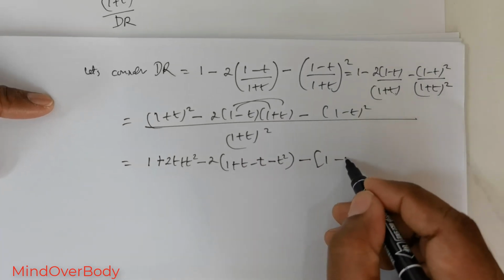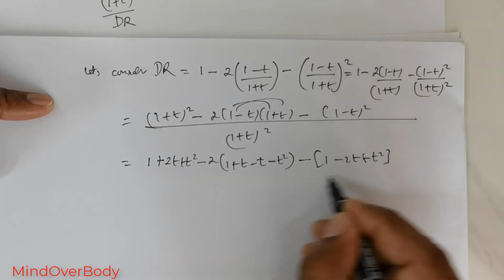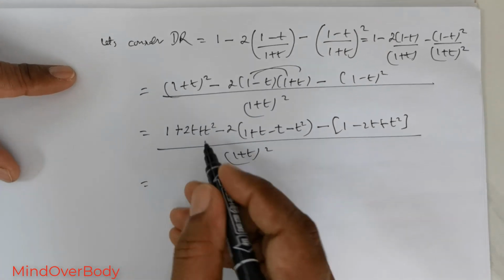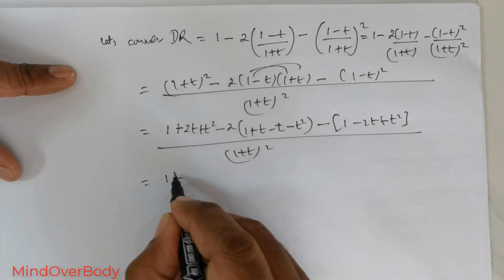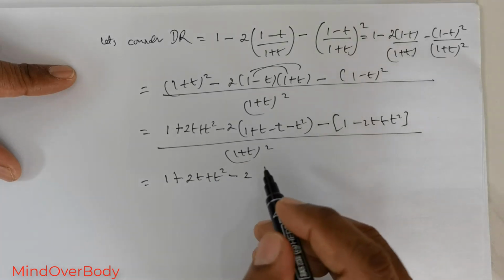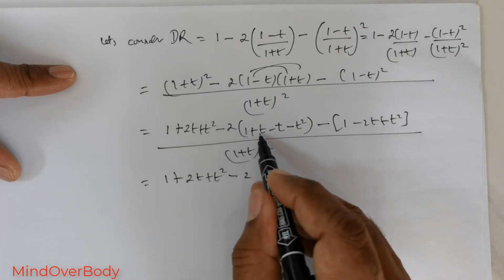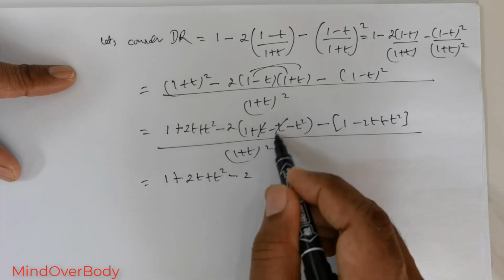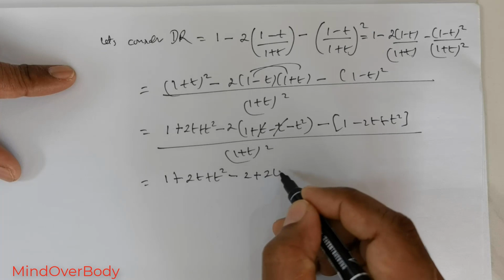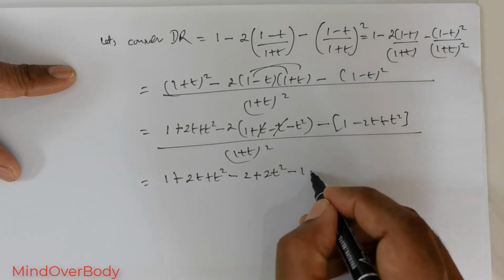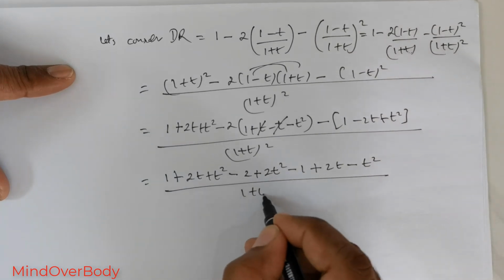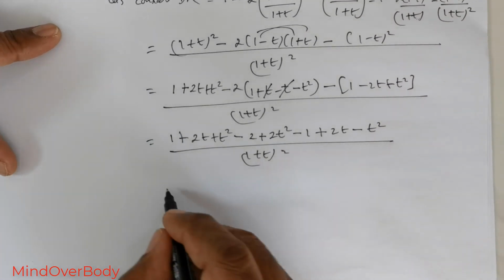Expand this: (1 − 2t + t²) divided by (1 + t)². Distribute all this quantity, so 1 + 2t + t² − ... the 2t and −2t get cancelled. That's going to be (1 + 2t + t²) − (1 − 2t + t²) divided by (1 + t)².